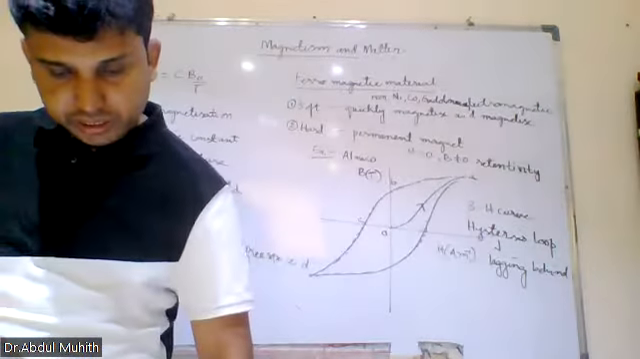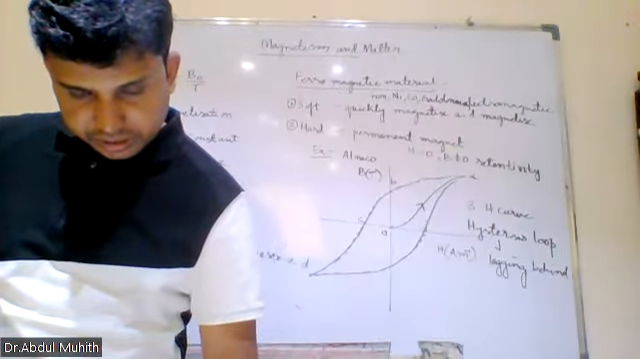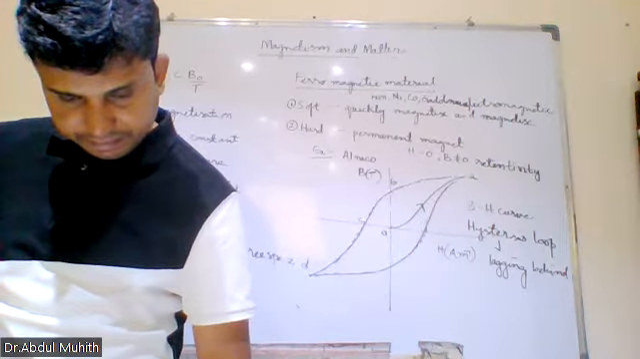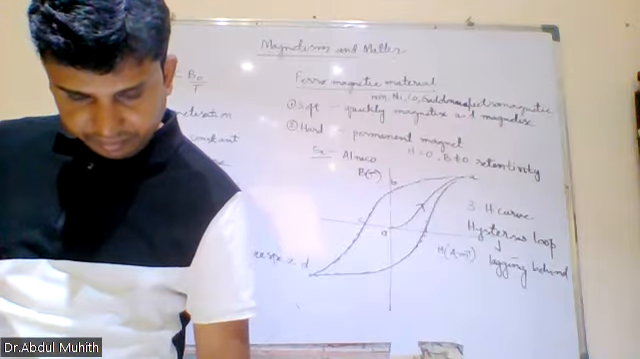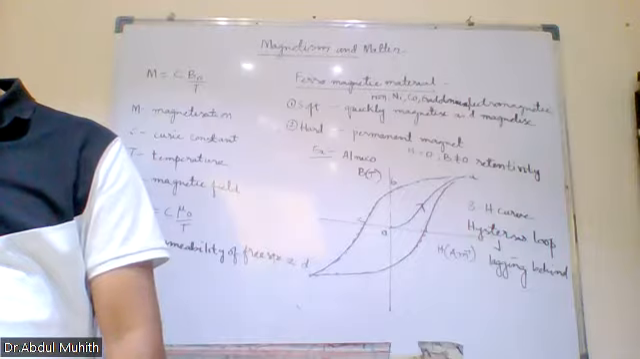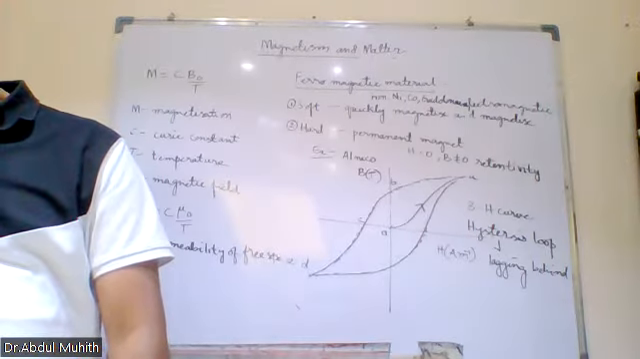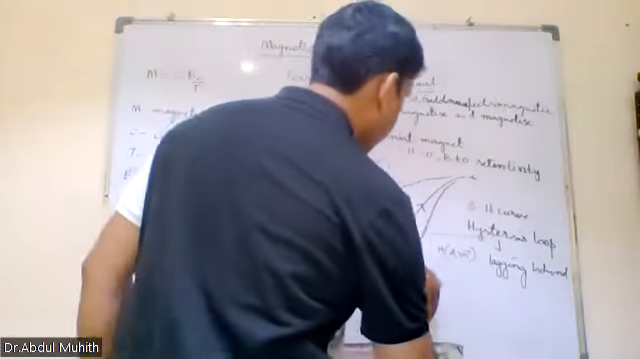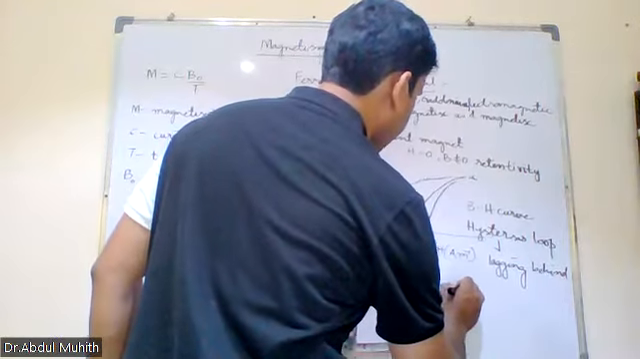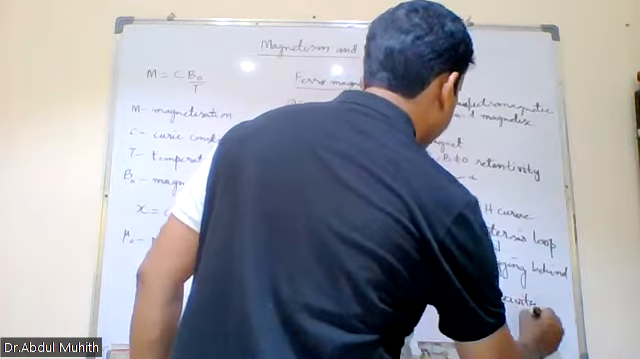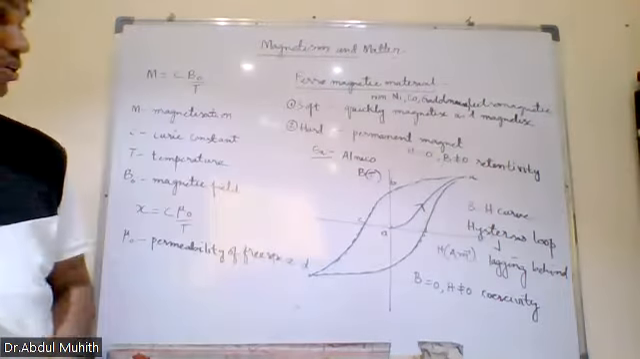And here one more thing, that is when B is equal to 0, H is not equal to 0. When B is equal to 0, H is not equal to 0. That is said to be coercivity. Coercivity.